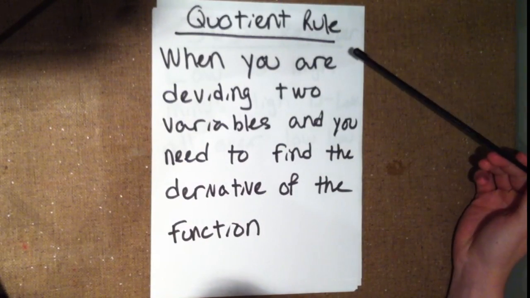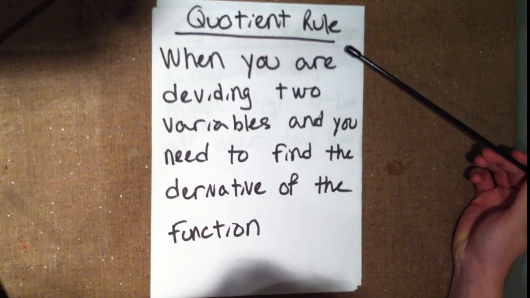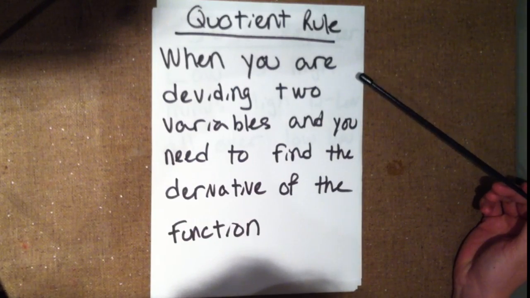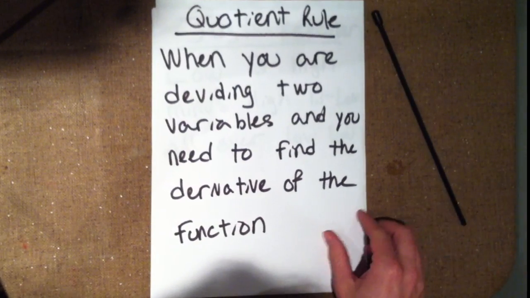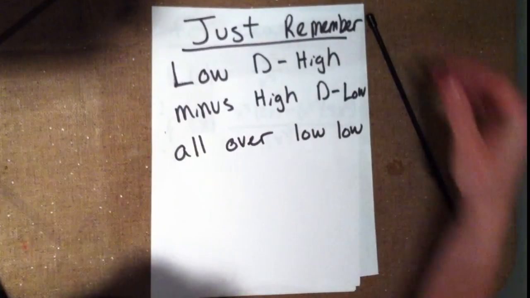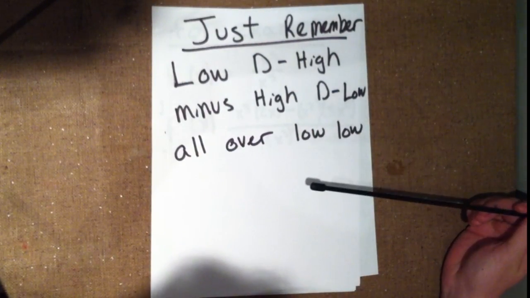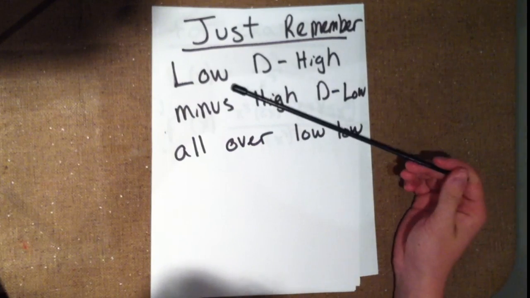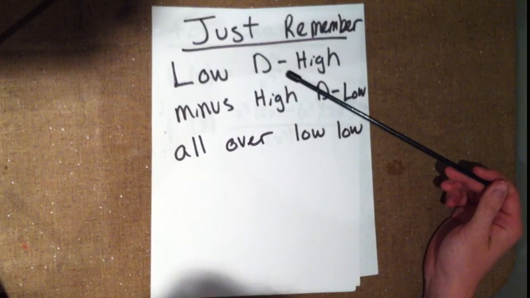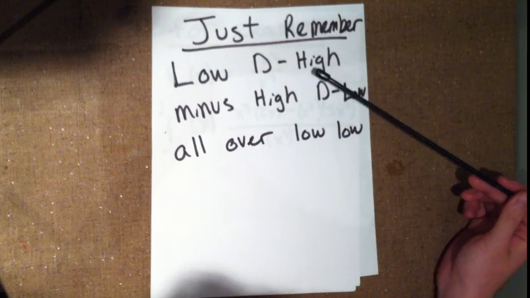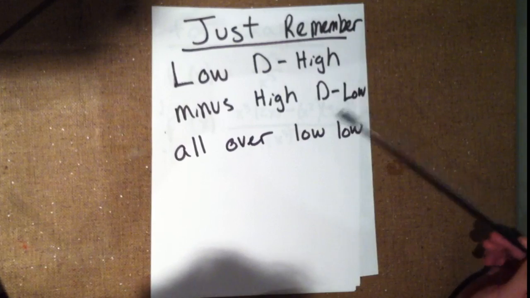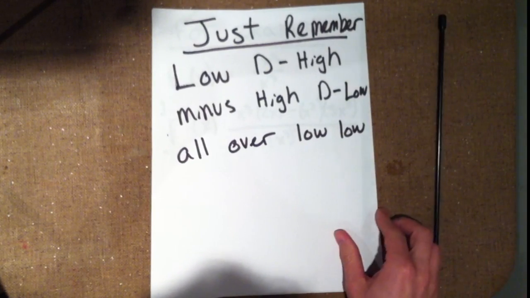Now, we're going to look at the quotient rule. And you use the quotient rule when you are dividing two variables and you need to find the derivative of the function. The thing to remember for the quotient rule is low d high, low meaning the variable on the bottom, times the derivative of the variable on the top, thus low d high, minus high d low, all over low low.